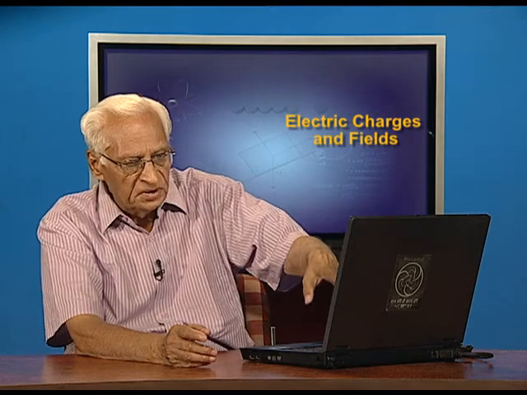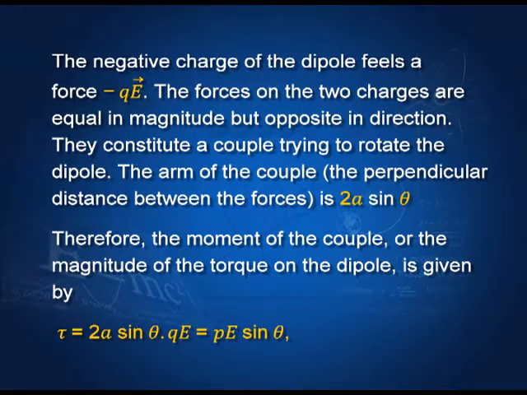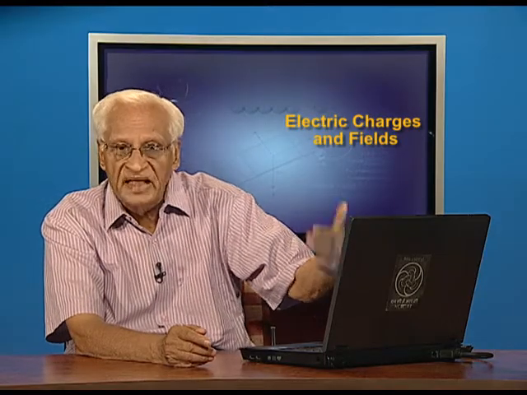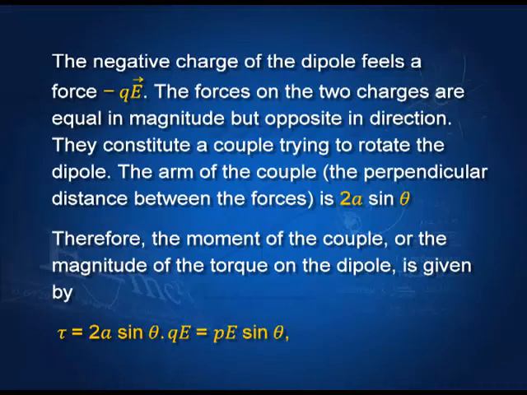And what is the moment of the couple? The perpendicular distance is 2a sin theta, where theta is this angle, and therefore, the magnitude of the couple is one of the forces into the arm of the couple. And so, the couple is 2a sin theta dot QE, QE is the force and 2a sin theta is the arm of the couple, and therefore, this is PE sin theta. 2aq remember is P. So, therefore, it is PE sin theta.